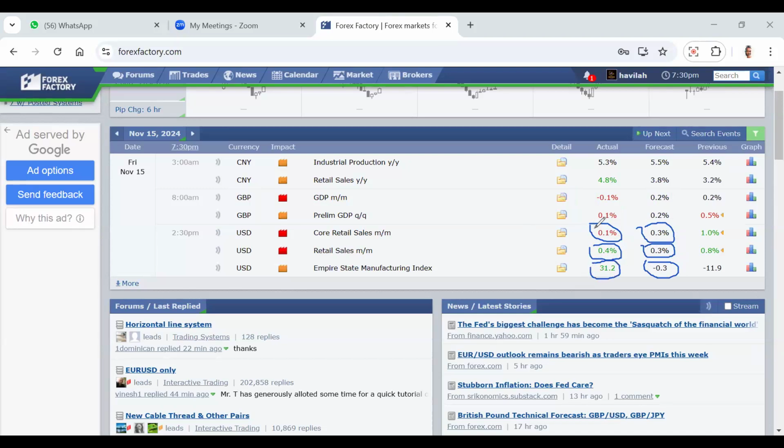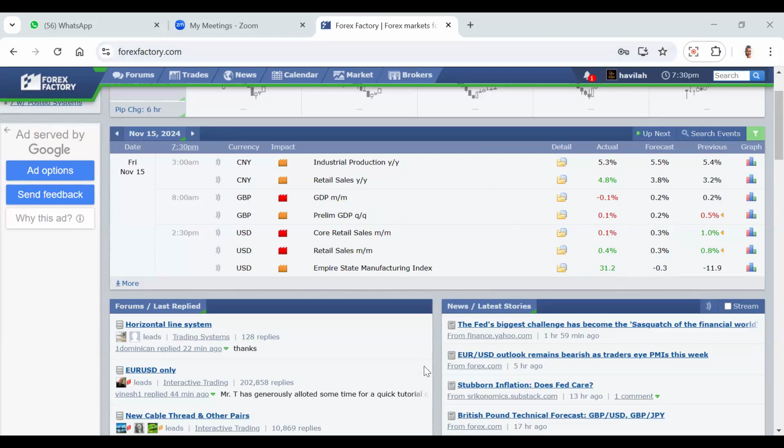Now, in this case, you see that we have one where the actual is less than the forecast. The other two, the actual is greater than the forecast. So there's a high tendency this will buy, since we have more actual greater than forecast compared to one, which is actual less than forecast. So that's how to use the Forex Factory site to trade news. It's very simple and very, very straightforward.